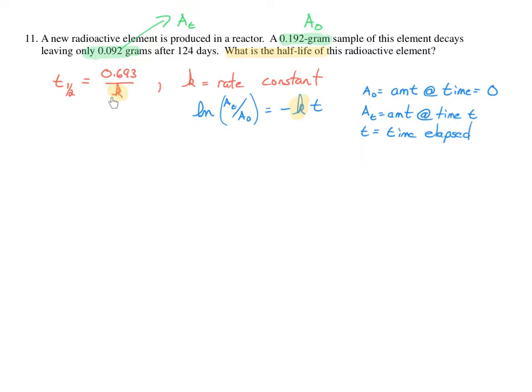We're going to use this equation to calculate for the half-life. But in order to use this equation, we're going to need a value of k, which is something called the rate constant, something that's very important in kinetics. To calculate the rate constant, we're going to use this equation here.